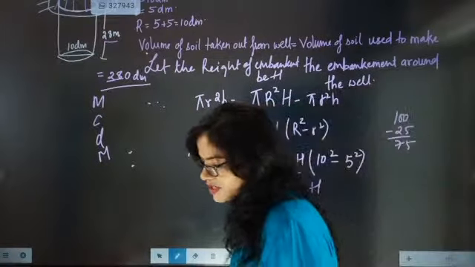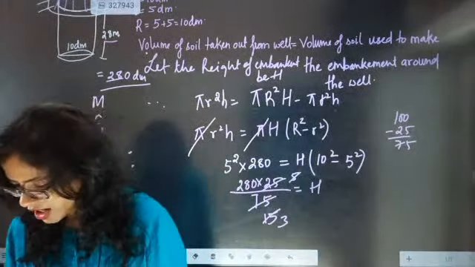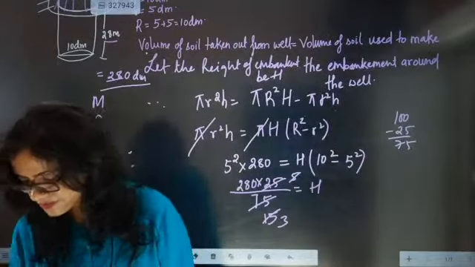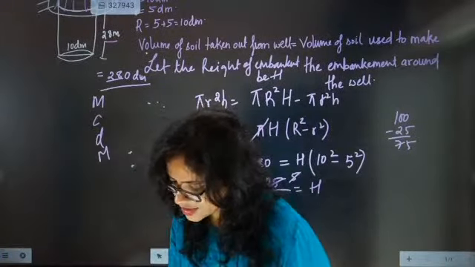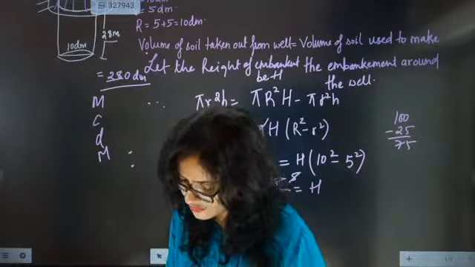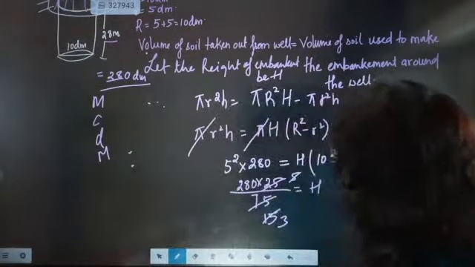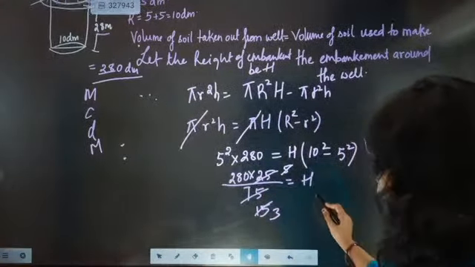Height is coming in decimal, beta. Height is coming in decimal. How did you get it? I am fine, beta. You are getting 14. For me height is coming as decimal.